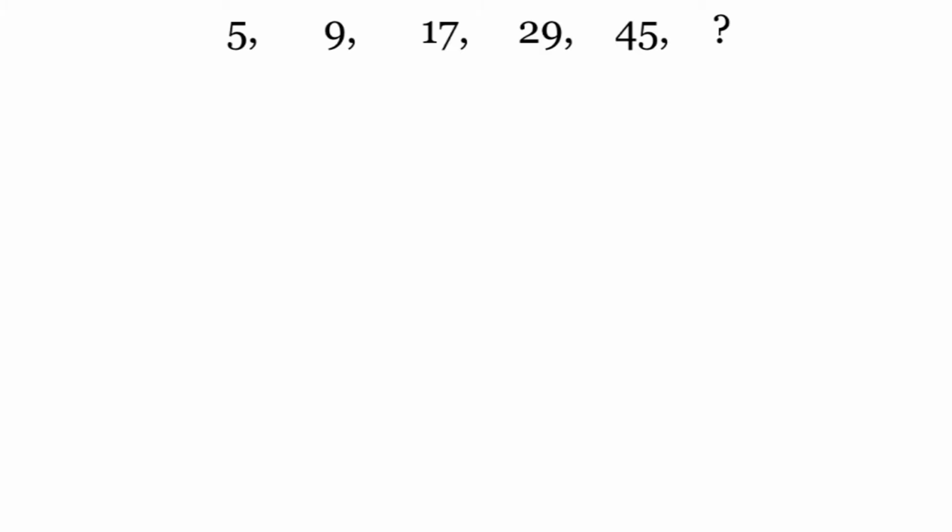5, 9, 17, 29, 45, find the missing term. None of them are squares or cubes, so go for a difference. 5 plus 4, 9. 9 plus 8, 17. 17 plus 12, 29. 29 plus 16 is 45. And the next term is missing.